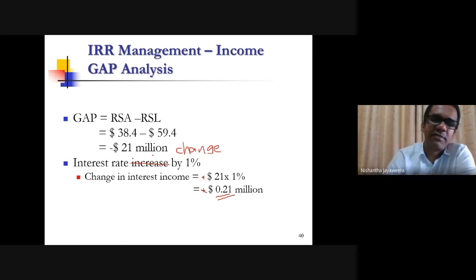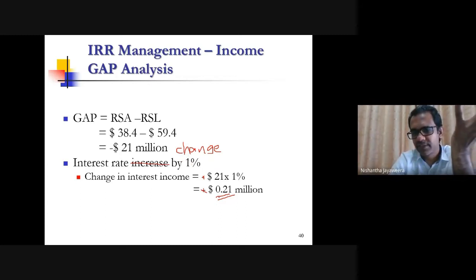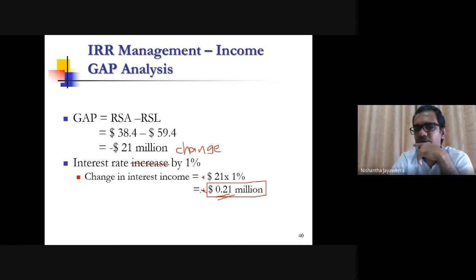So now, whenever we have 21 million at exposure, and the interest rate changes by 1%, our interest income will change by 0.21 million. Is it correct? This figure, because 21 million into 1% is only 0.21 million. So now you have more liabilities than assets. Then if interest rate increases, what would happen? Your interest income will decrease by this amount.